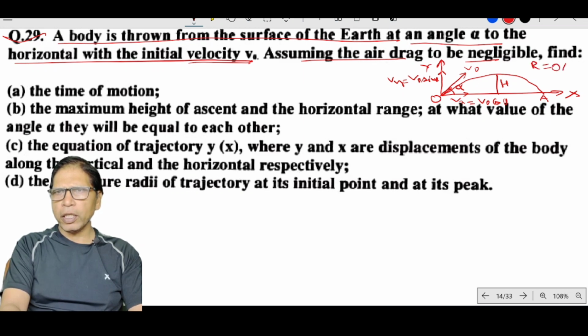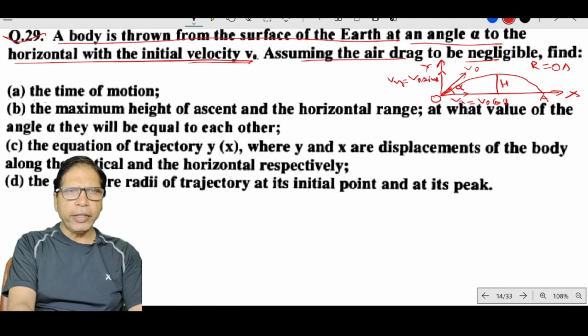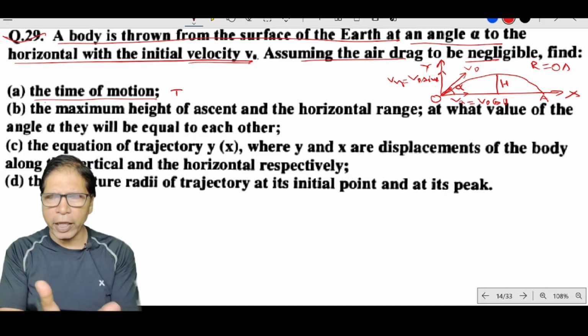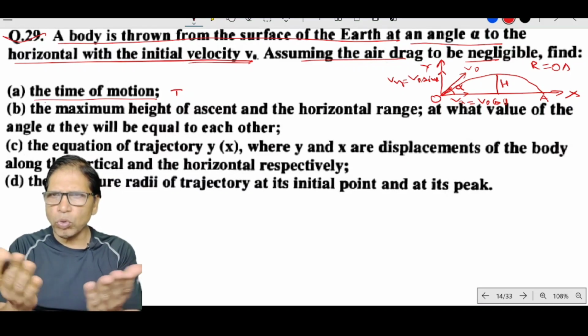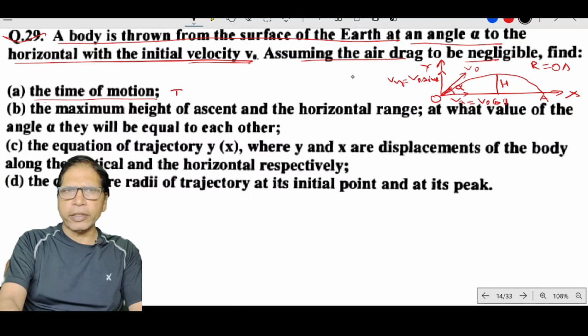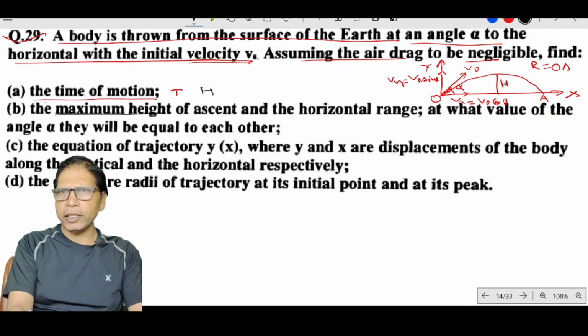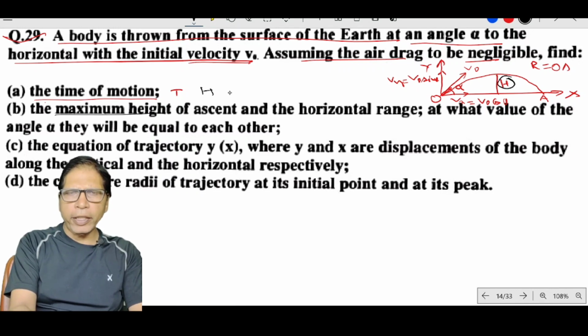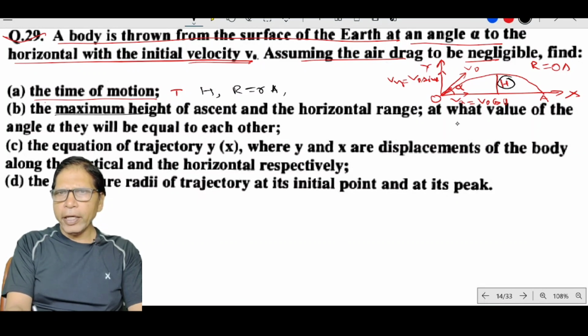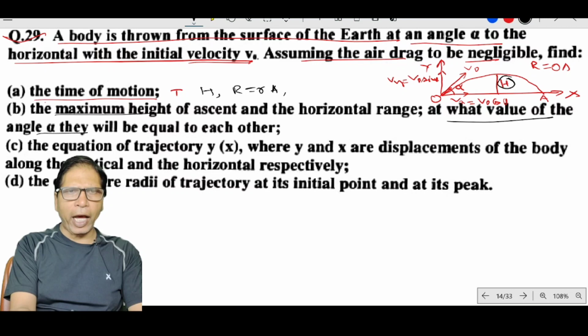R is equal to OA. Now we have to calculate the time of motion, that is capital T, the time required by the particle to reach from point O to A. Then the maximum height H, this height, and the horizontal range R equal to OA. And at what value of the angle alpha they will be equal to each other. That is, we have to calculate alpha where R equals H.